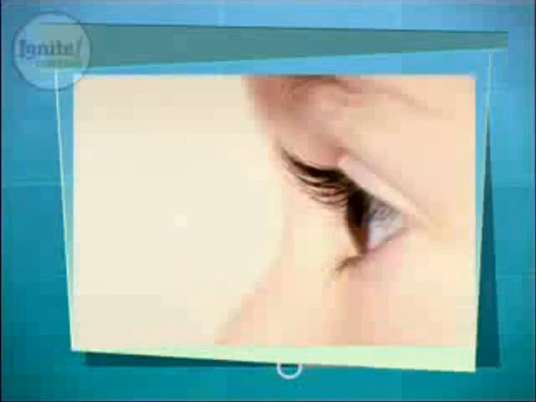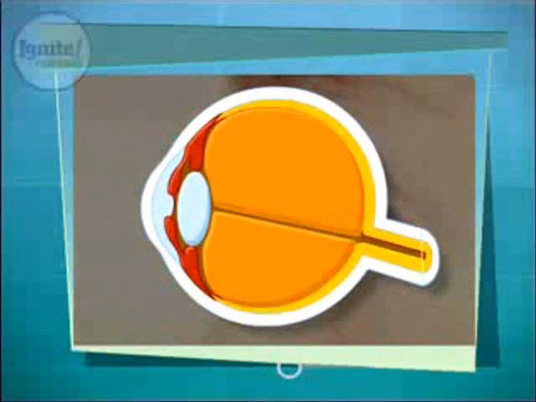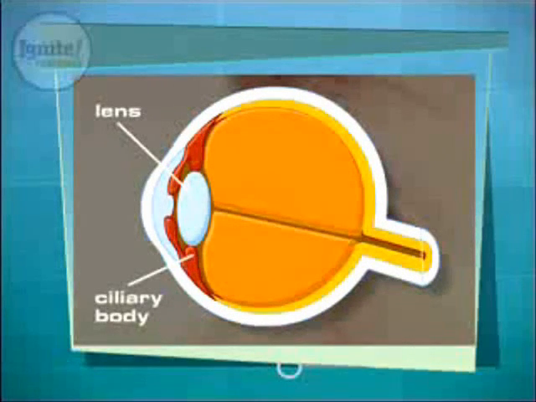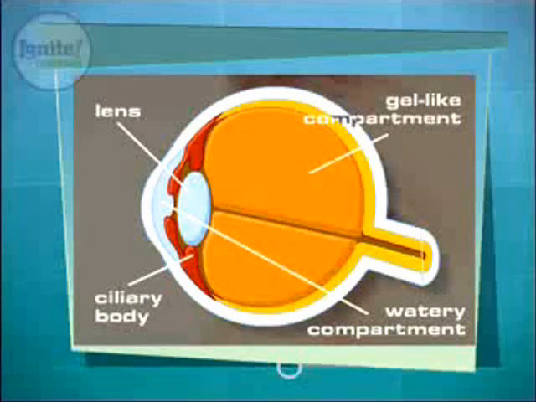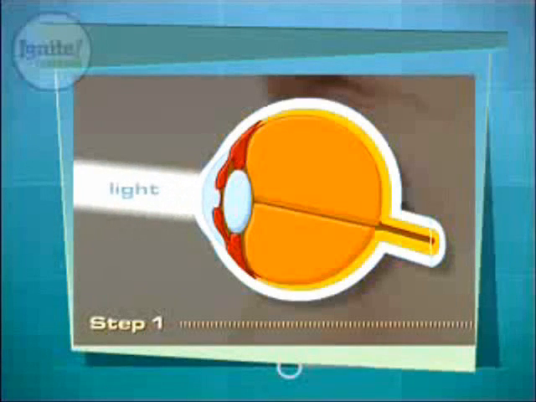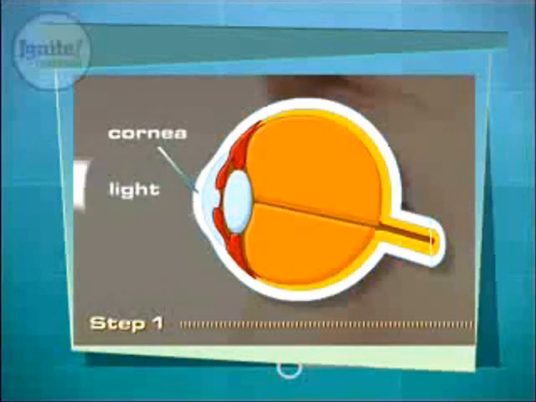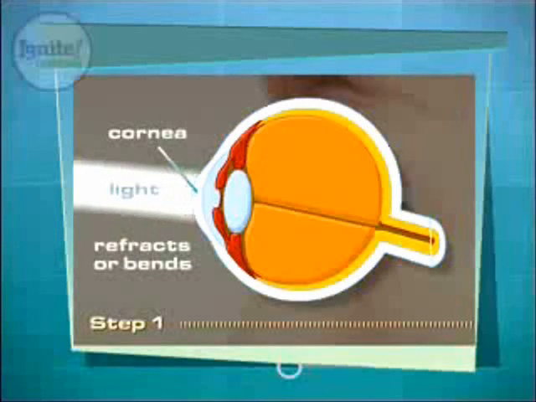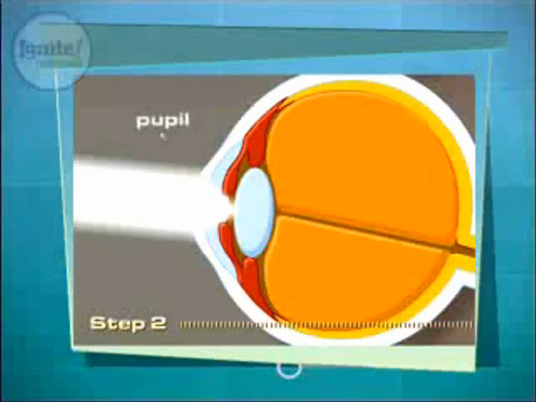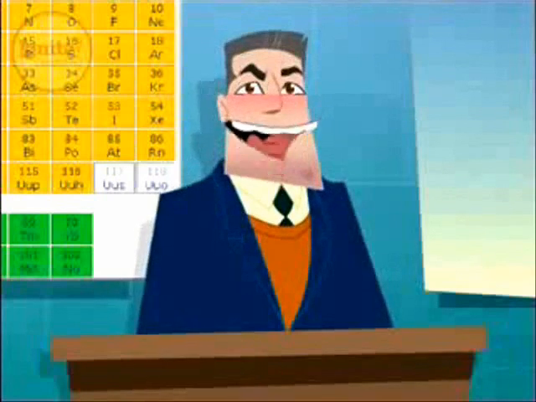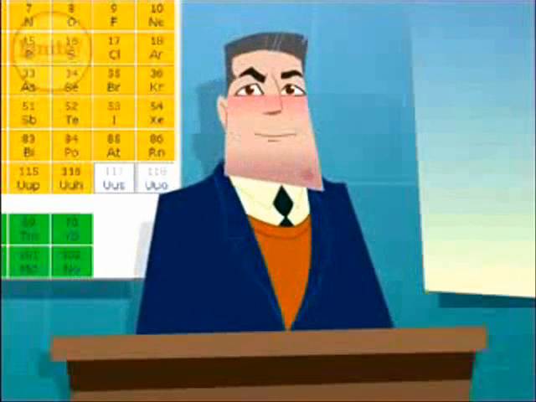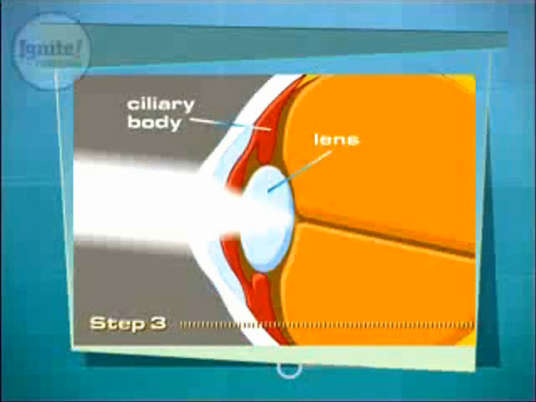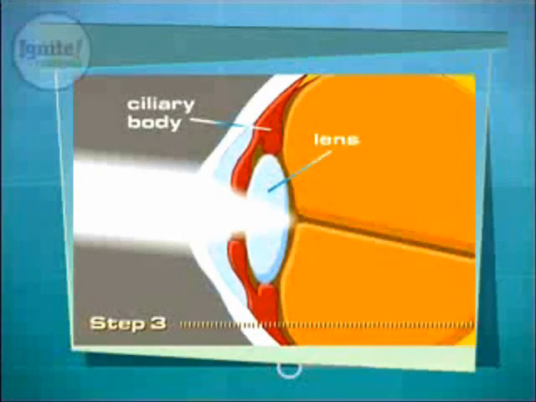Here's how it works. The eye is broken into two compartments that are separated by the lens and the ciliary body. A watery compartment in the front of the eye and a compartment filled with a gel-like material in the larger rear area of the eye. When light first enters the eye, it passes through the cornea, a fixed lens, which refracts or bends the light. Next, the light crosses the watery compartment and passes through the pupil. From there, it enters the adjustable lens, a transparent structure containing highly crystalline proteins. This time, the lens refracts the light. The ciliary body surrounds the lens, and its muscles and ligaments suspend and control the shape of the lens.